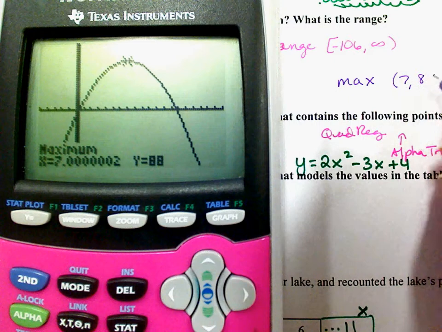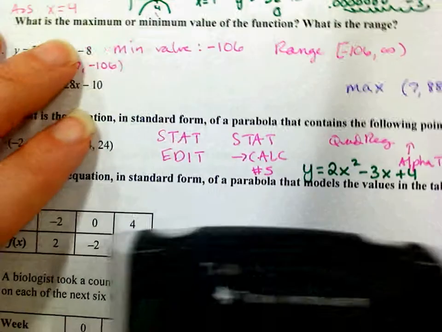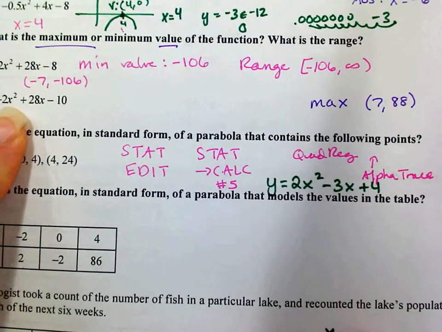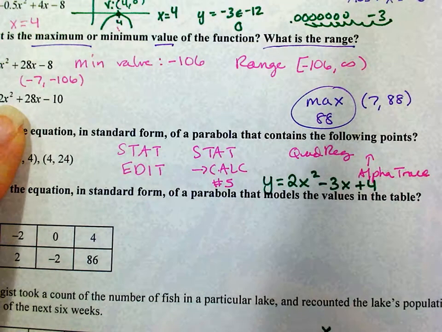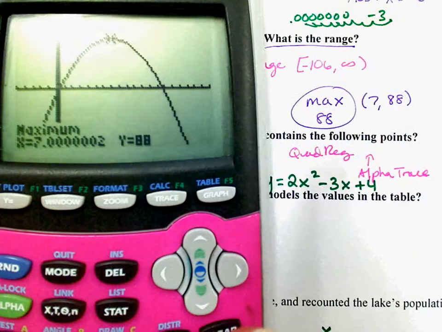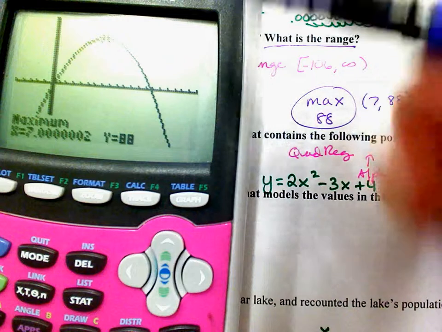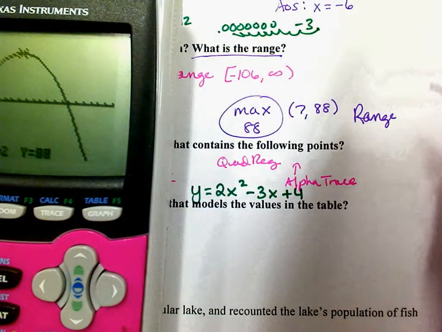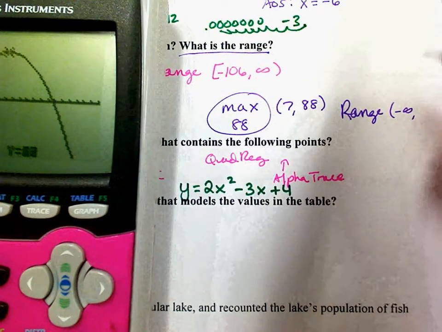Okay. But actually, guys, what does it actually say? What is the maximum what? Value. So is it 7 or is it 88? The maximum value is 88. What is the range? Well, domain is left and right x's, right? What's range then? Up and down, right? Range is up and down, so, and the y values, you're right. What's the lowest this function goes? Negative infinity. What's the highest it goes? 88. And I include 88.